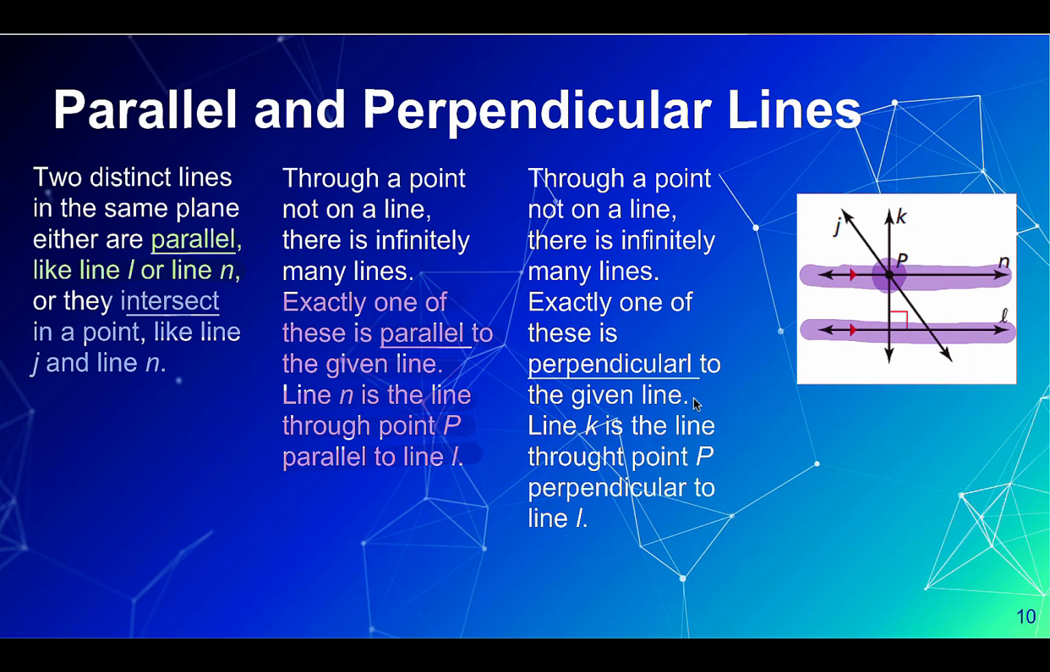And the same thing is true for perpendicular. Through a point not on a line, there are infinitely many lines, but exactly one of these is perpendicular to the given line. So line K through point P is the line perpendicular to L. So if I drew L and I said, draw a line through point P perpendicular, you could only draw K. There's no other way to make that work.